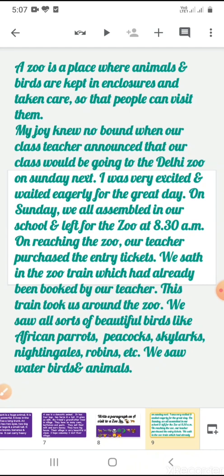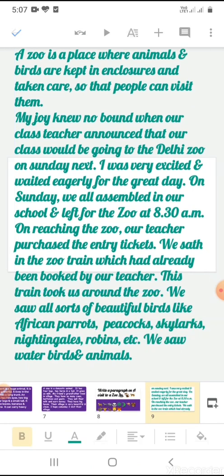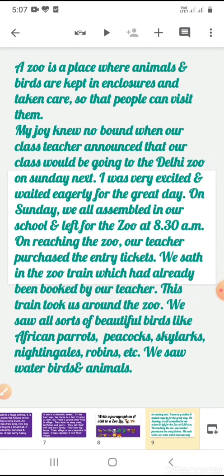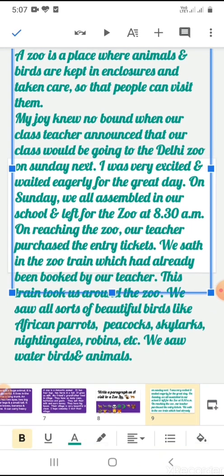A zoo is a place where animals and birds are kept in enclosures and taken care of so that people can visit them. My joy knew no bounds when our class teacher announced that our class would be going to the Delhi Zoo on Sunday next. I was very excited and waited eagerly for the great day.